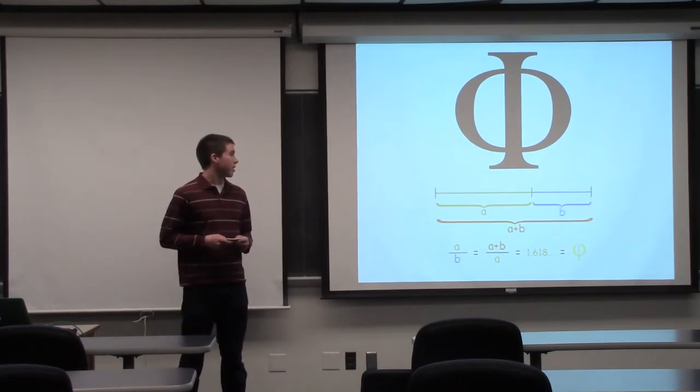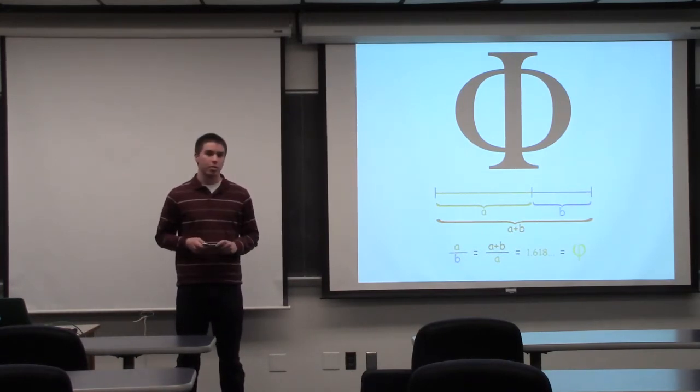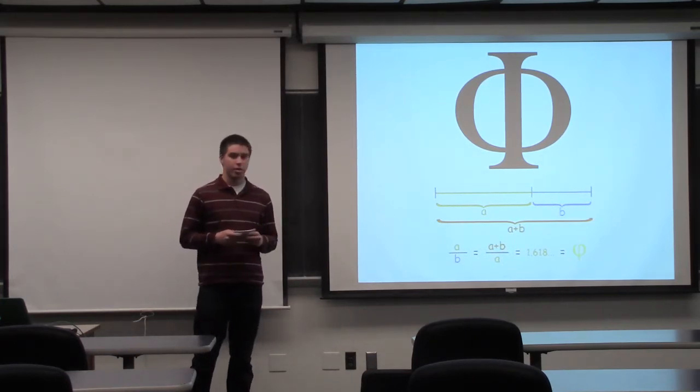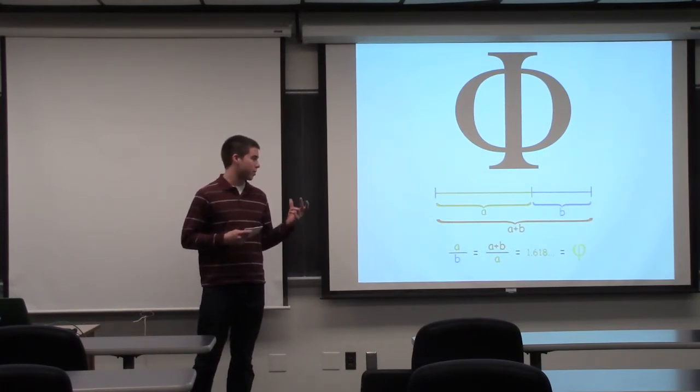The Greek letter phi represents the golden ratio, and that is 1.618. This number was discovered by taking a long length, dividing it by a shorter length, and that is equal to the total length divided by the shorter length.